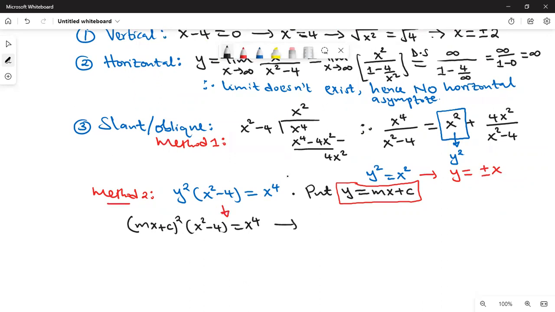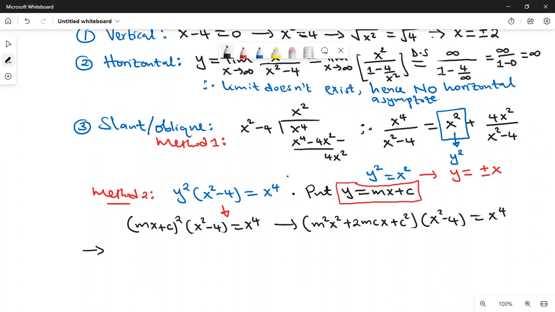And if I expand it, I'm going to get m squared x squared plus 2mc times x plus c squared, times (x squared minus 4), is equal to x raised to 4. Let me open the bracket completely. Let's start by multiplying by x squared.